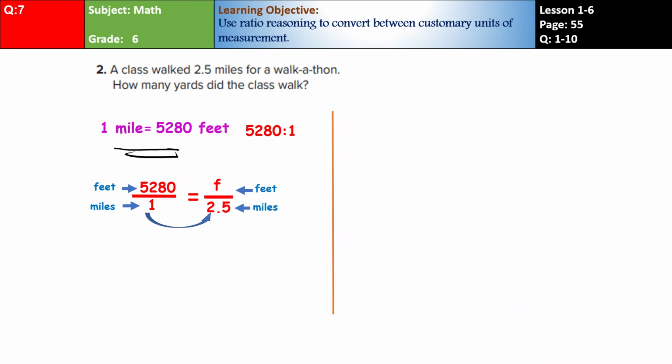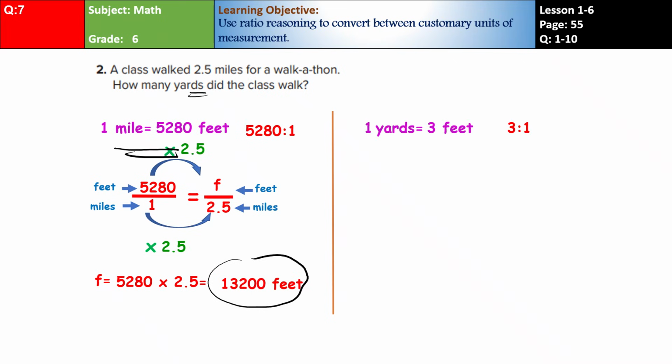It means we should multiply 5280 with 2.5. After multiplying, it will give us 13,200 feet. Now we will use these feet to convert it into yards. We know that 1 yard has 3 feet. So our ratio is 3 over 1.